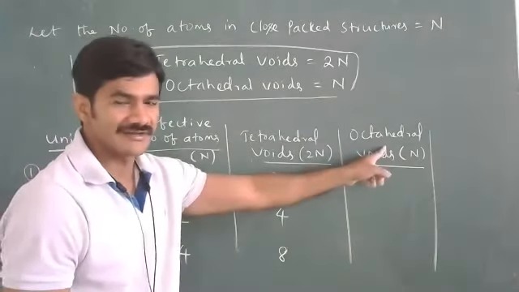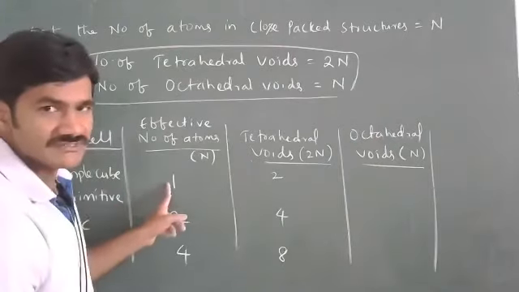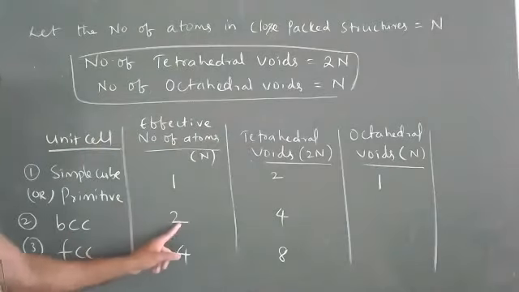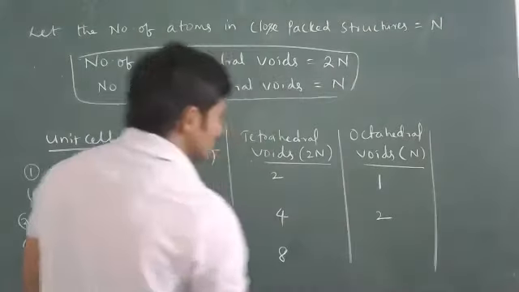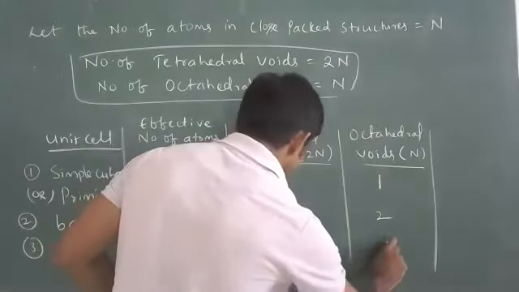For octahedral voids, the number of atoms in simple cube is 1, and the octahedral voids equal the number of atoms. Number of atoms in BCC is 2, octahedral voids 2. Number of atoms in FCC is 4, octahedral voids are 4.